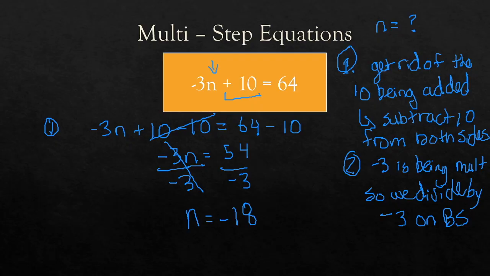So just to recap, we did our subtraction of 10 first, then we were left with a negative 3 being multiplied by the n, so we undid that next and divided by negative 3.